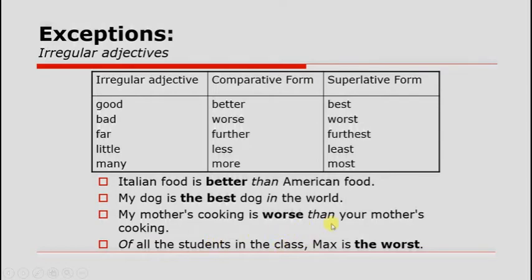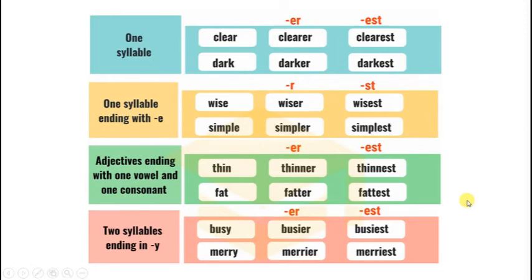Of all the students in the class, Max is the worst. So guys, I told you one syllable, like clear, we add er: clearer, clearest. Dark, darker, darkest. Don't forget to use than with comparatives, like this room is darker than that room. Or don't forget to use the before superlatives, like my room is the darkest.